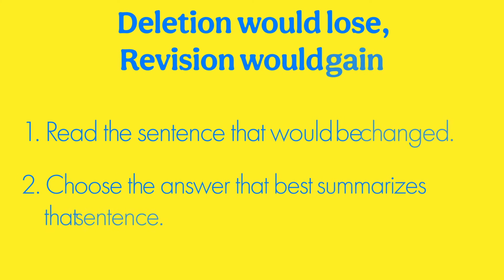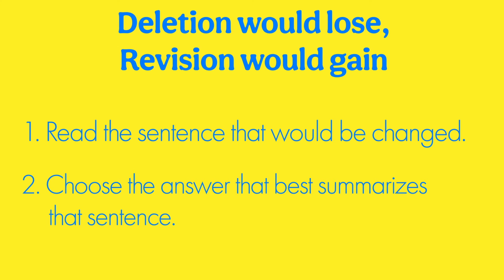So for these questions, what you're going to do is read the sentence that's going to be revised or deleted, and then choose the answer choice that best summarizes that sentence. So you want to match what is going on in that sentence that you're either deleting or revising to an answer choice. So you're just finding an exact match or summary. So for sentence deletion, essay would lose, or sentence revision, essay would gain, you're reading that sentence and then you're deciding what that sentence does, and then you're picking an answer choice that matches that or summarizes it.